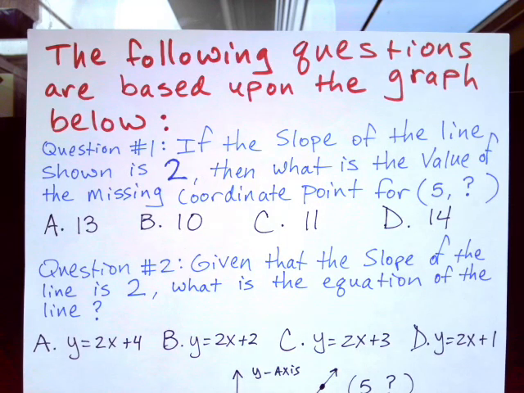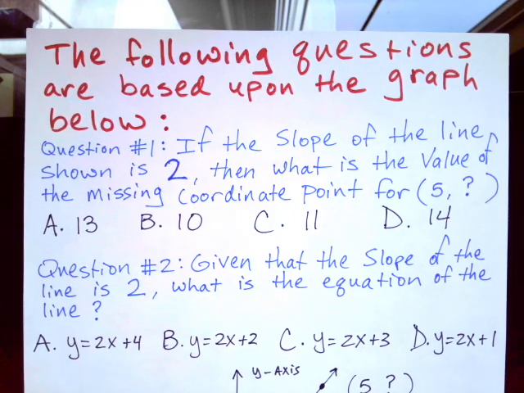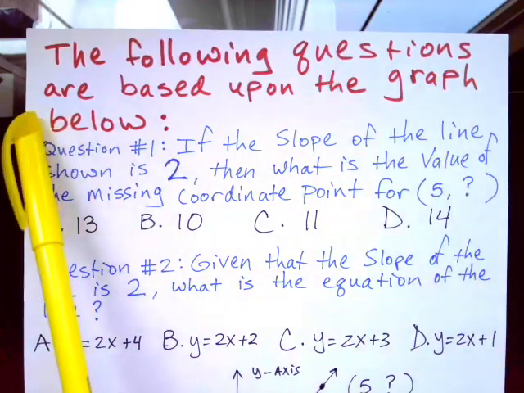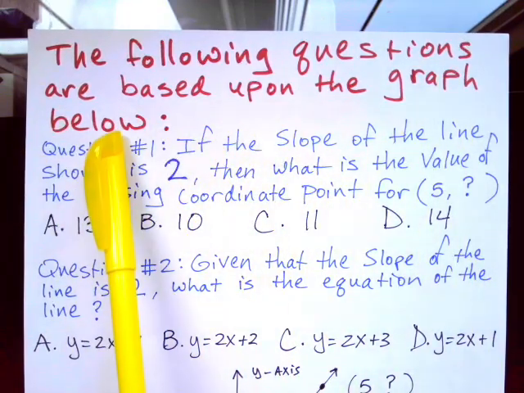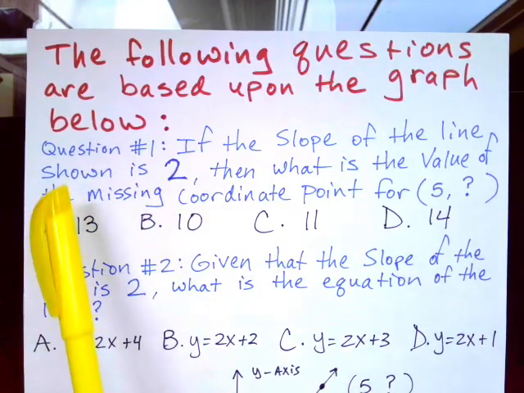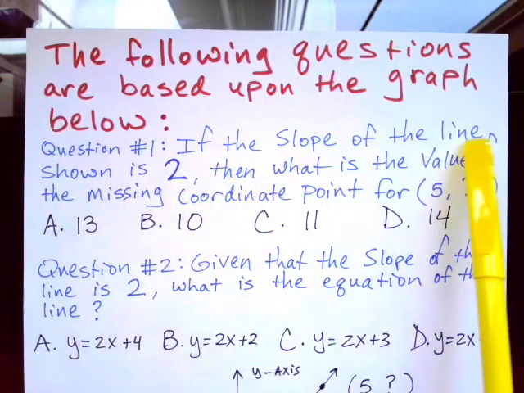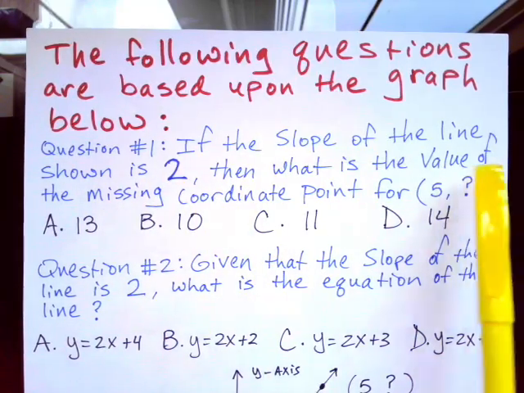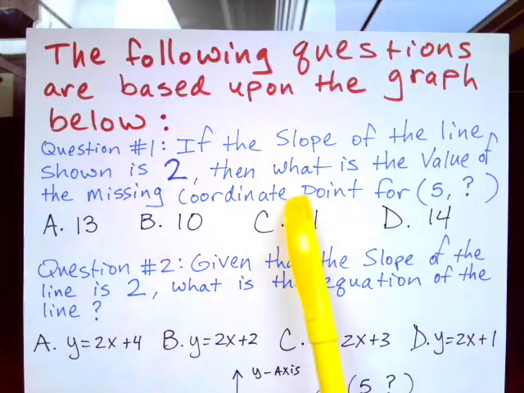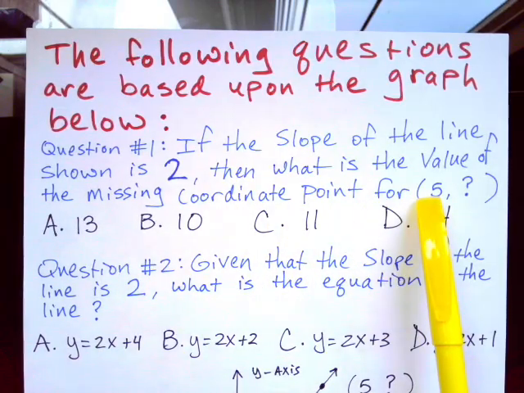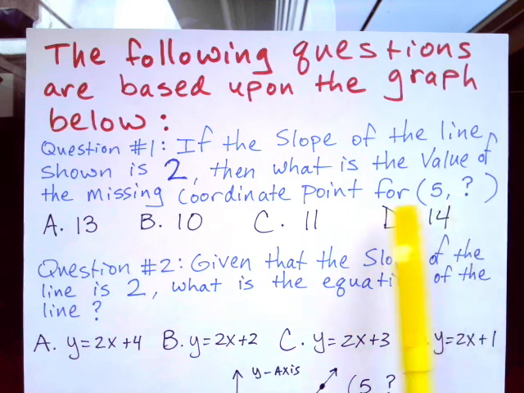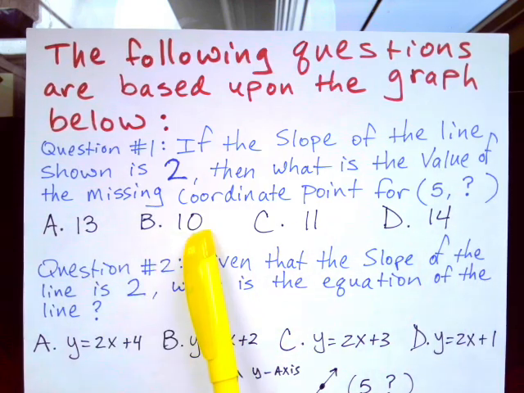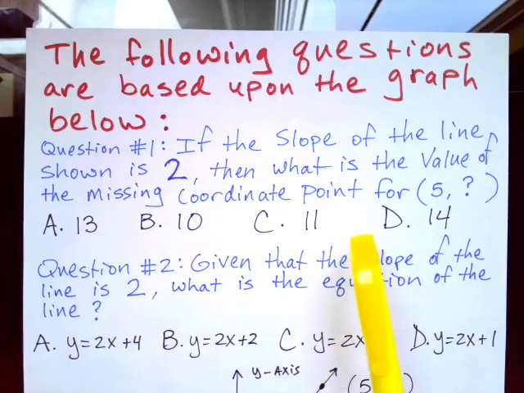So here's another example of a type of question you're going to see on your standardized assessment. The following questions are based upon the graph below. So we have two questions. Question 1. If the slope of the line shown is 2, then what is the value of the missing coordinate point 4, 5, question mark? A, 13; B, 10; C, 11; D, 14.